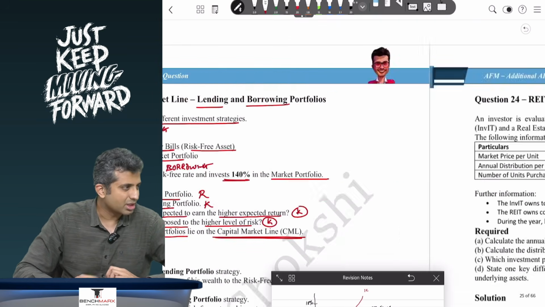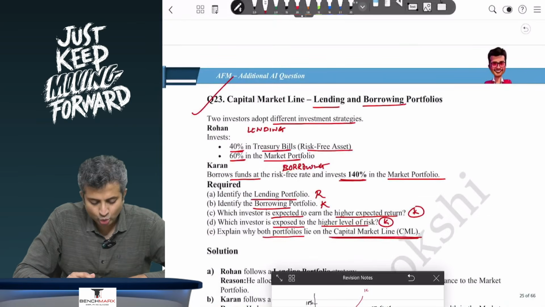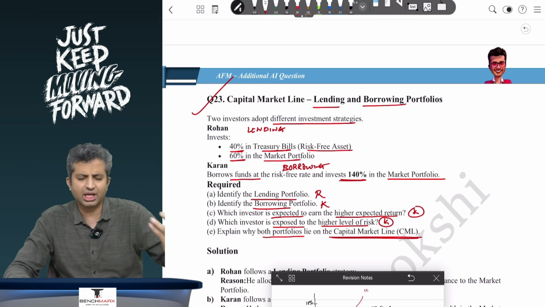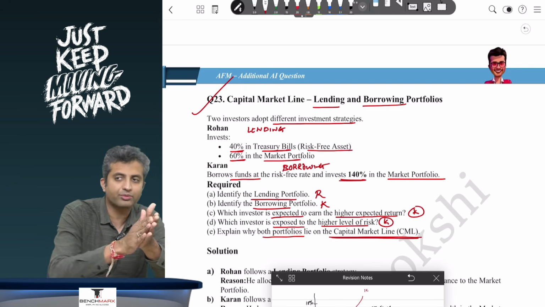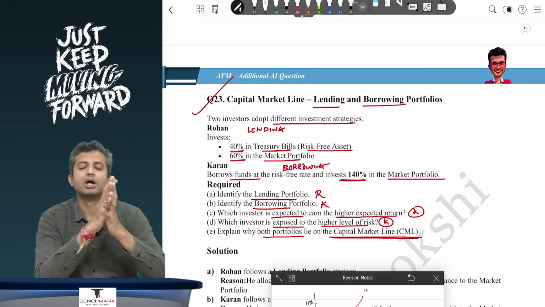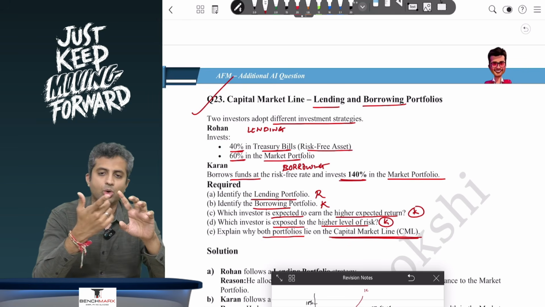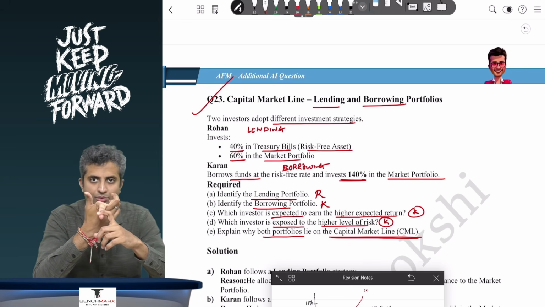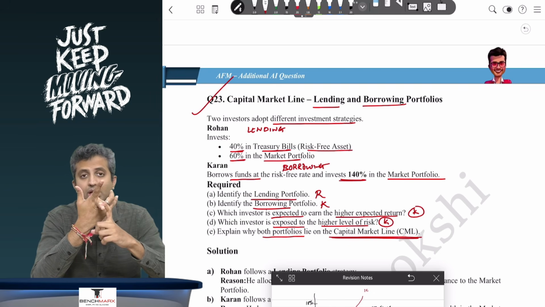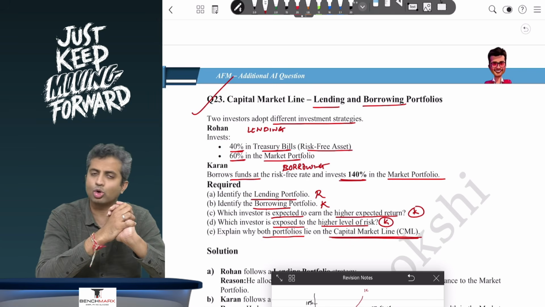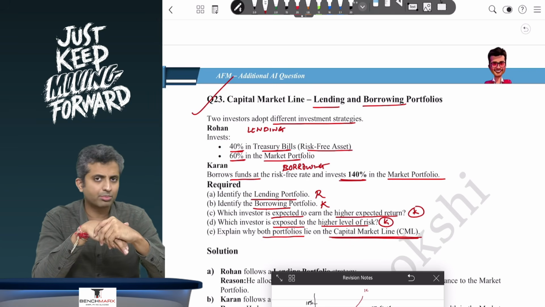Okay, so this is question number 23, and I would say these are the two or three questions which can possibly make it to the exam in terms of the tangency portfolio, efficient frontier, lending. So these are the three or four terms which they can play around: efficient frontier, similar theory of dominance, lending or borrowing portfolio, well, a combination of risk-free security as well as the market portfolio.